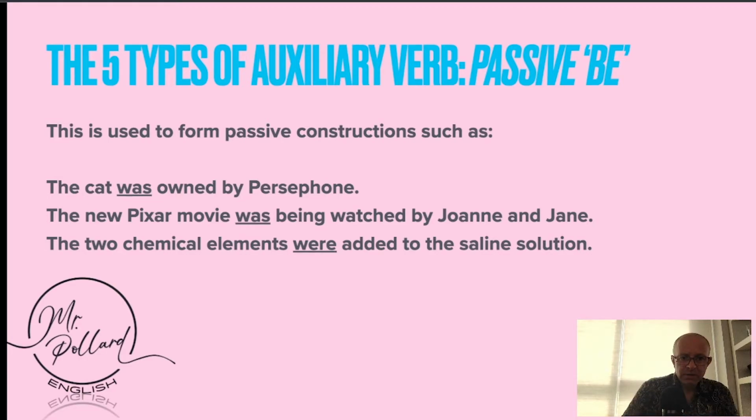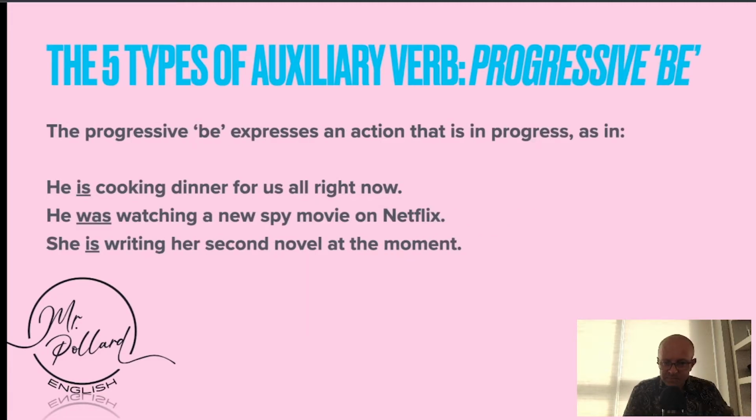The next type is the progressive be. This expresses an action that is in progress, as in, he is cooking dinner for us all right now. He was watching a new spy movie on Netflix. She is writing her second novel at the moment.